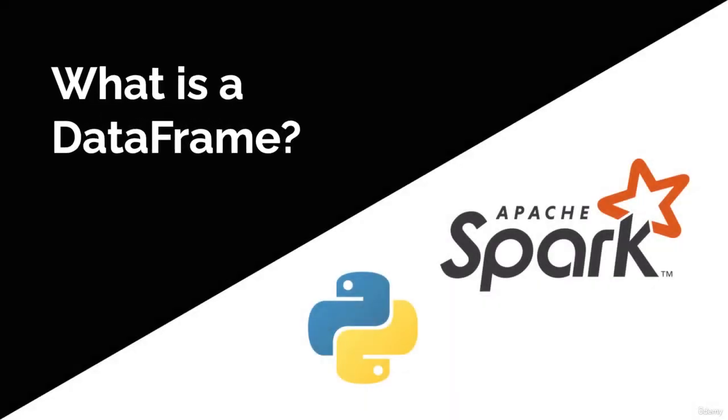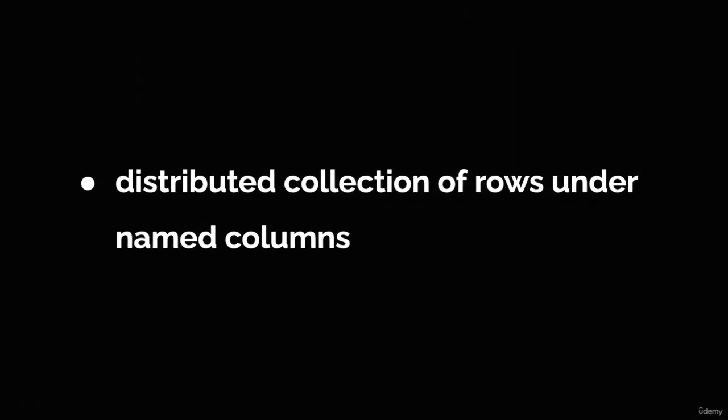In this lecture, we're going to learn what is a data frame. In this course, we're going to learn how we can build data frames with PySpark, but first we need to know what actually is a data frame. A data frame is a distributed collection of rows under named columns. So you have rows and you have a header as well for each column. And each column represents a different property of the row, which represents an item.